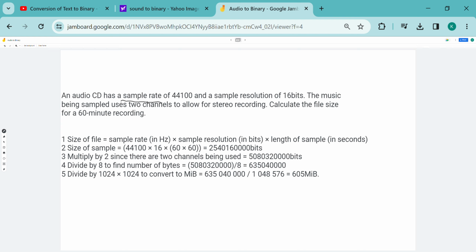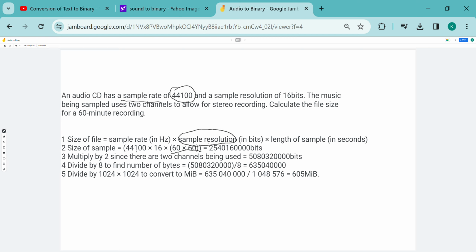Alright, so we need to calculate the file size. What are the values we need for calculating the file size? Sampling rate, sampling resolution, and length of samples in seconds, right? So what are we doing now? Sampling rate is 44100, and sampling resolution is 16 bits. And 60 minutes is 3600 seconds. So we are going to multiply all these values.